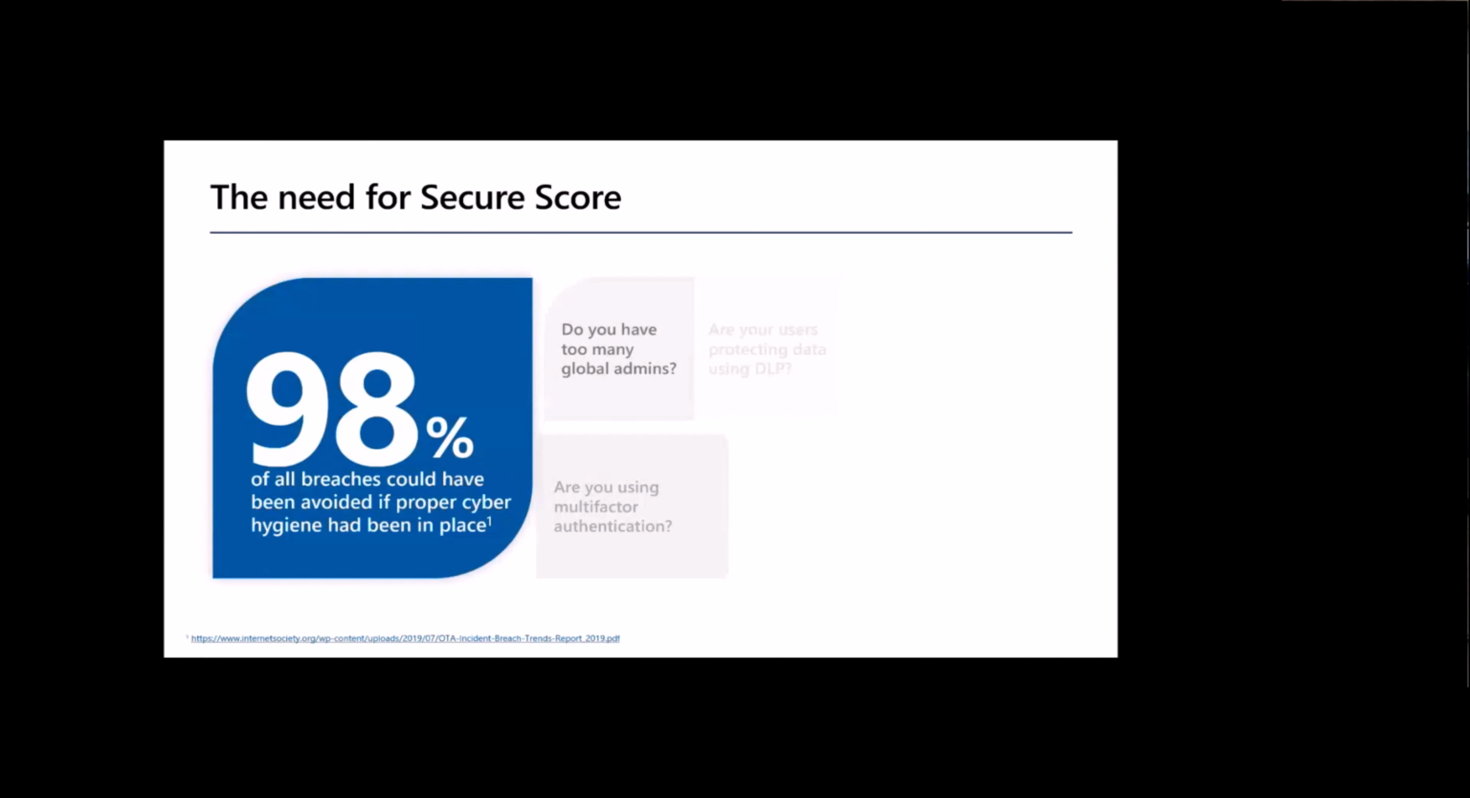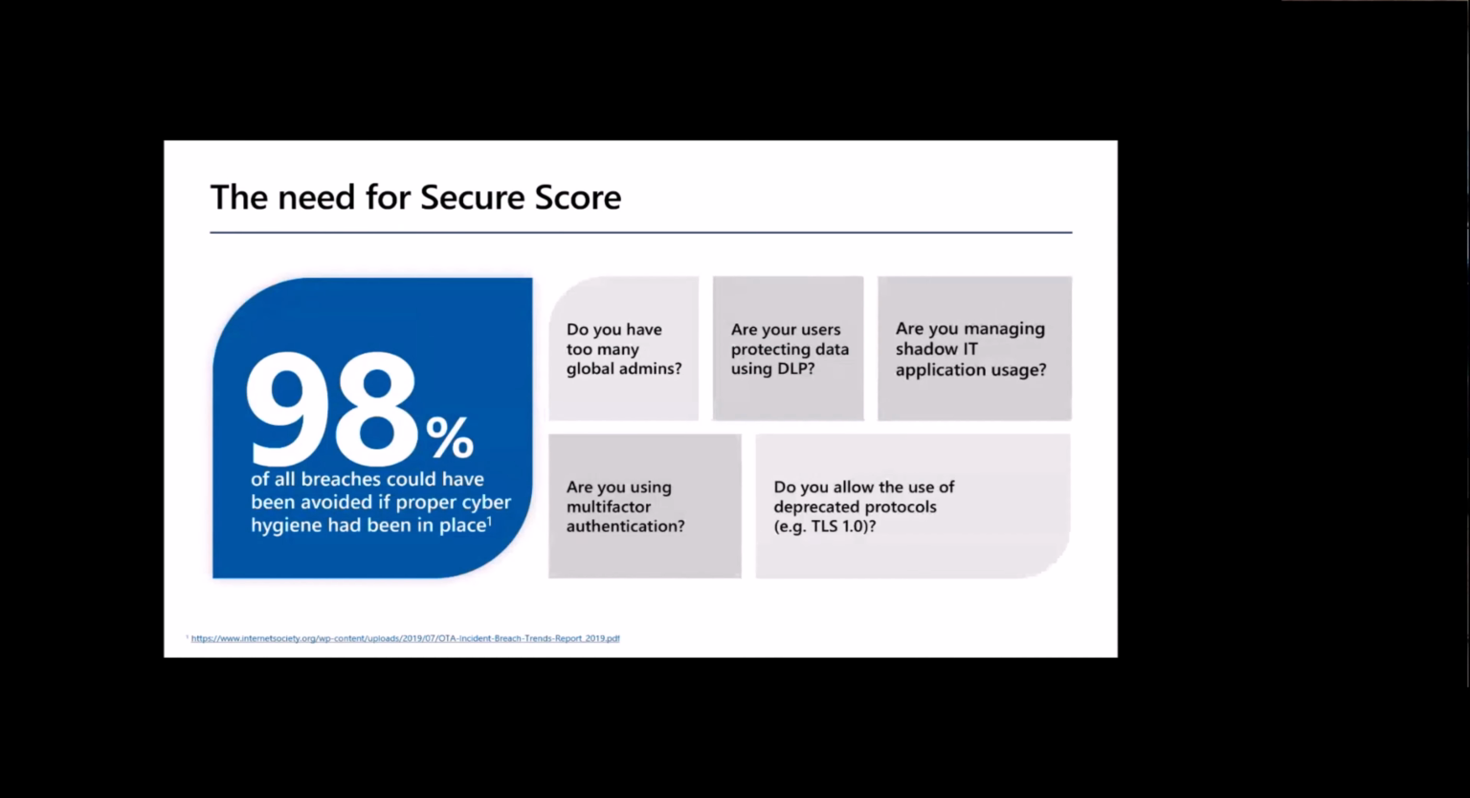Next slide, please. And then finally, the need for Secure Score. We talked about that cybersecurity bell curve. 98% of attacks can be prevented if you have proper cyber hygiene in place, right? This is where you can start asking yourself some of those tougher questions. Things like, do I have too many global admins in my environment, right? Hey, you should only have like 2 or 3. If you have more, then we can start putting role-based access control in place, right? And start limiting that access, going back to that zero trust principle of using least privilege access.